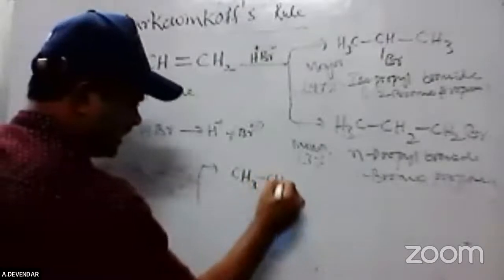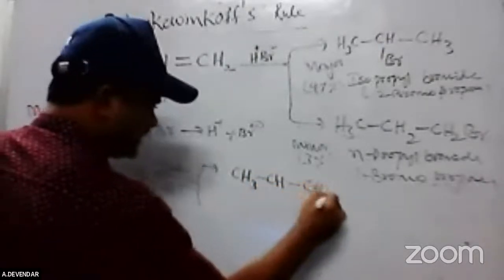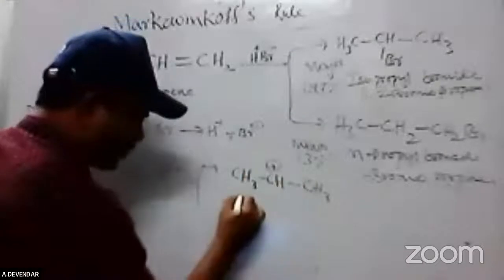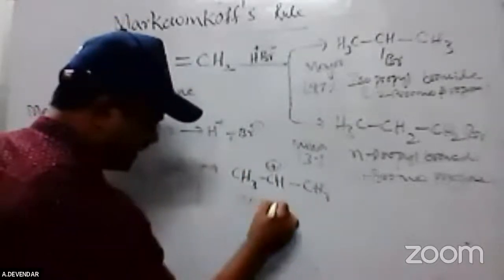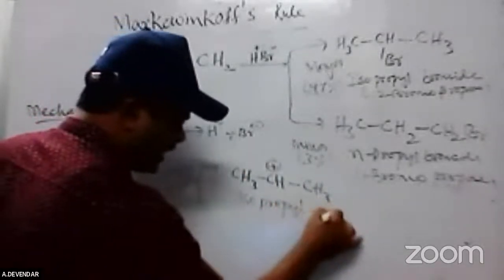CH3 CH CH3 plus. This is called isopropyl carbonium ion.